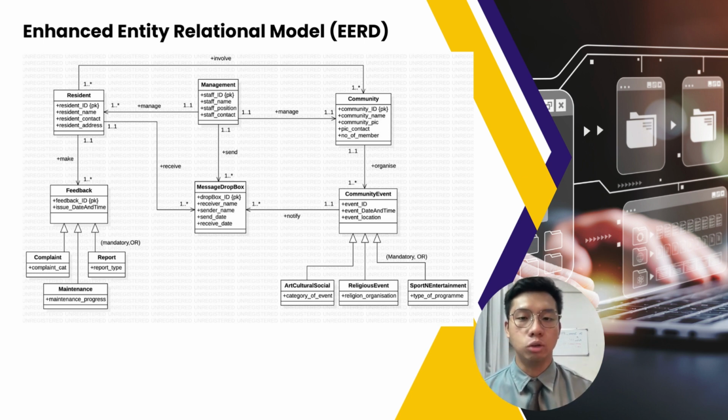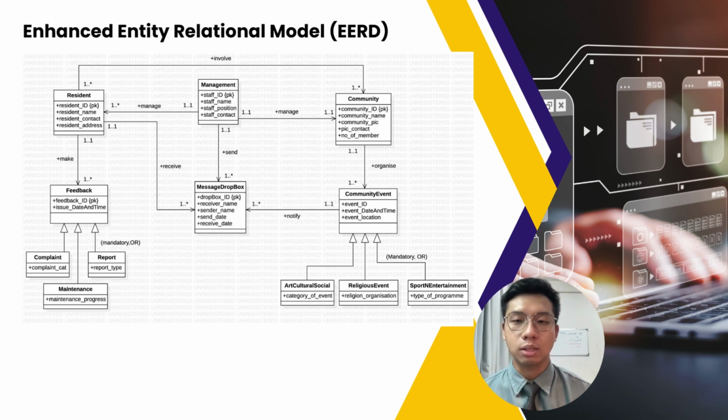Under the message Dropbox class, we can see the entity message Dropbox, which consists of the Dropbox ID, which is the primary key, and the attributes receiver name, sender's name, send date, and also receive date. The management side can also send messages or notifications to the resident through the message Dropbox. So the management can send more than one message or notification, but a notification is only sent by the management as well.